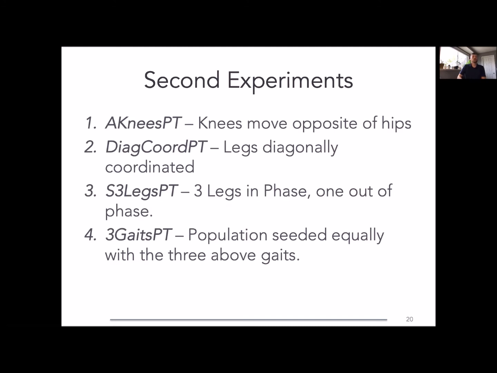All right. So in the second experiments, we've got 4 more treatments. The first 3 are different gaits. A-knees PT is where the knees move opposite of the hips. So if your hips are moving forward, your knees move backwards, vice versa. Diagonal coordination: front left leg, rear right leg, front right leg, rear left leg, coordinated. The third one is 3 legs in phase, 1 out of phase.